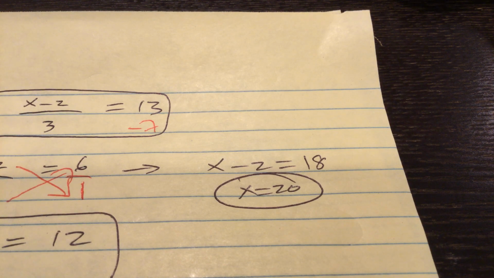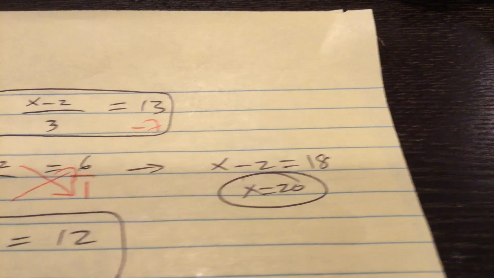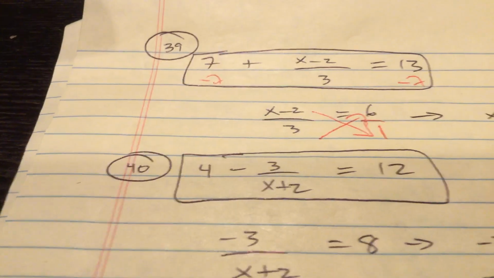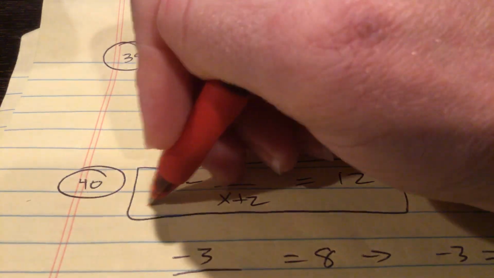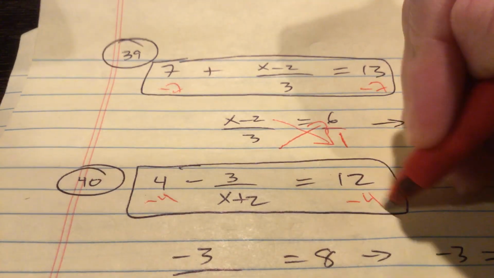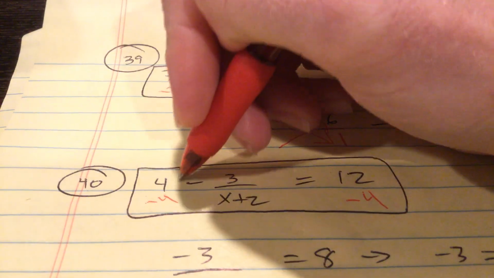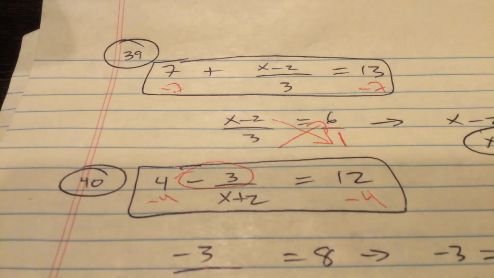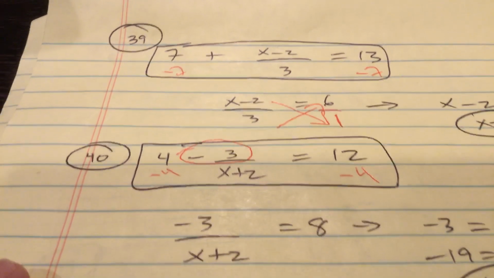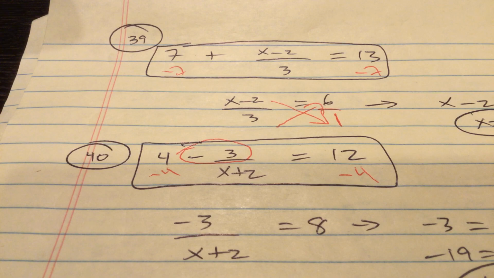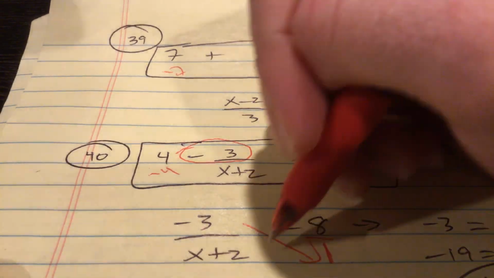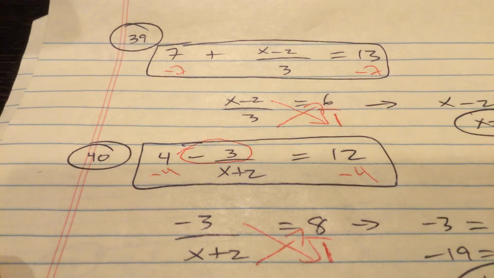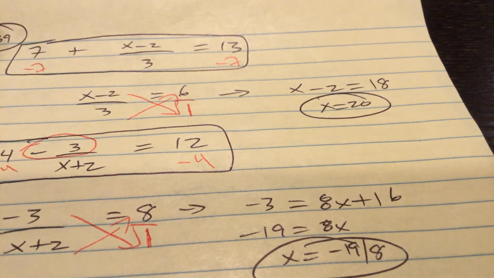That's how I want to handle number 40 as well. I don't need to give everything x plus 2 over x plus 2. I can just do cross multiplying after I subtract 4. Now, notice that negative is still there. So that's going to be a negative 3 over x plus 2 equals 12 minus 4, which is 8. That's 8 over 1. It's going to be negative 3 is equal to 8x plus 16. Subtract 16 from both sides, divide by 8.